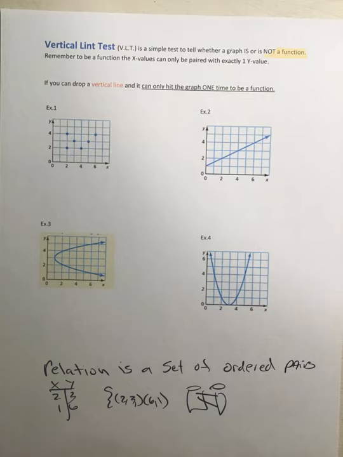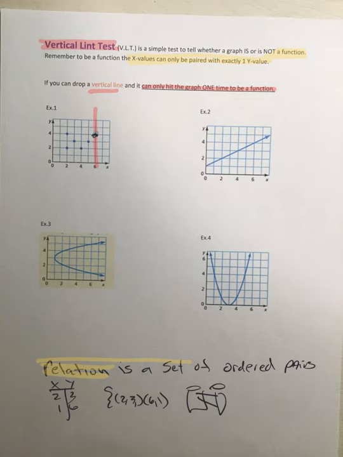Remember, a function is just a special type of relation where each x value is only paired with one y value. So how to tell if a graph is a function is to do what's called the vertical line test. The vertical line test is if you drop a vertical line and it hits the graph exactly only one time, then it is. So a vertical line can only hit the graph one time for it to be a function. Notice if I drop a vertical line, it only hits the graph once there.